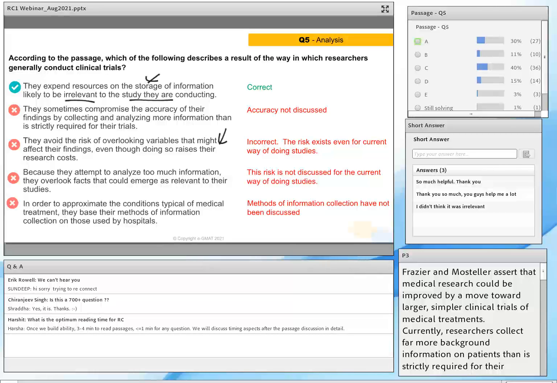Now let's come to choice C. What is the question asking? When we simplified the question, we understood that we need to find out the result, right? We need to find out the result of the way in which current clinical trials are done today.